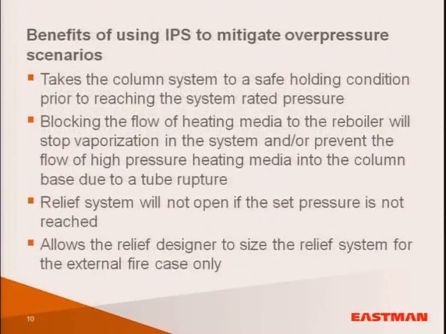So what are the benefits of using an instrumented protective system to mitigate overpressure scenarios? In the first place, it will take the column system to a safe holding condition before it reaches the system rated pressure. So you may be able to minimize the impact of the overpressure event by stopping it early on as it precipitates. You can also block the flow of heating media to the reboiler, and that will stop vaporization in the system, but it can also help prevent the flow of high-pressure heating media into the column base due to a tube rupture. And that can provide protection for your column internals from a pressure surge if you get a tube break in the base and high-pressure heating media going up through the column.